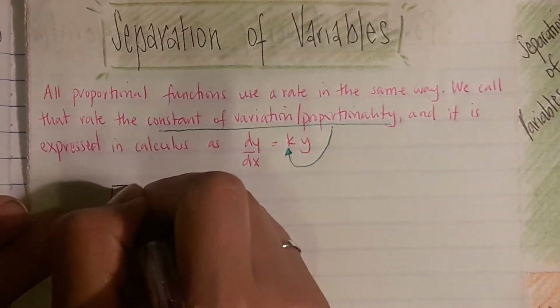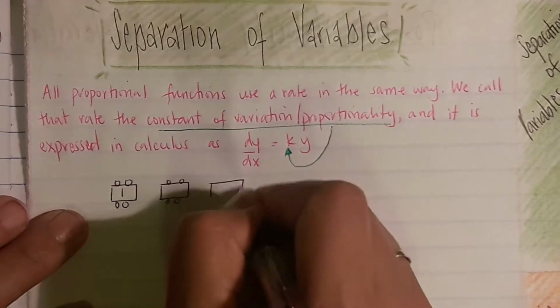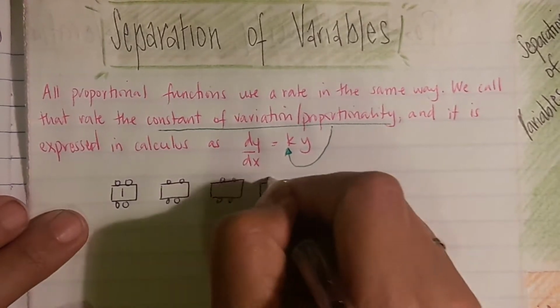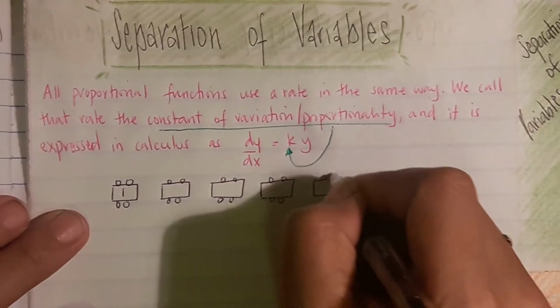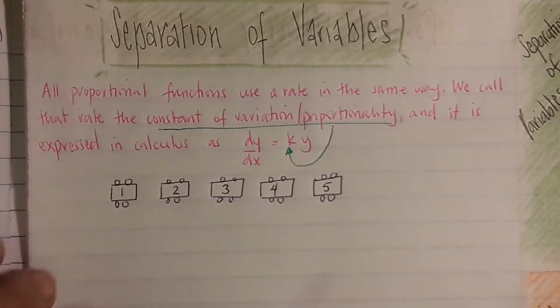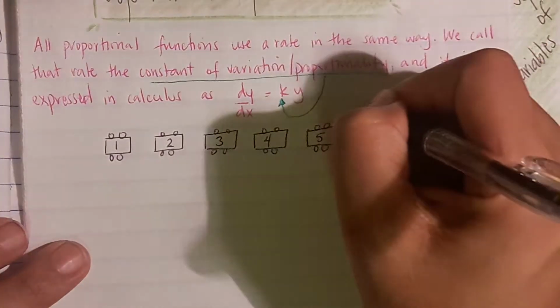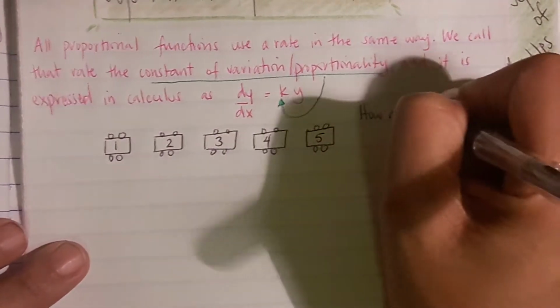All right, so I'm going to quickly remind you what this means. Let's say you had cars. I'm just going to draw 6 different cars. Each car obviously has 4 tires. My question would be, how many tires are there if you had one car?